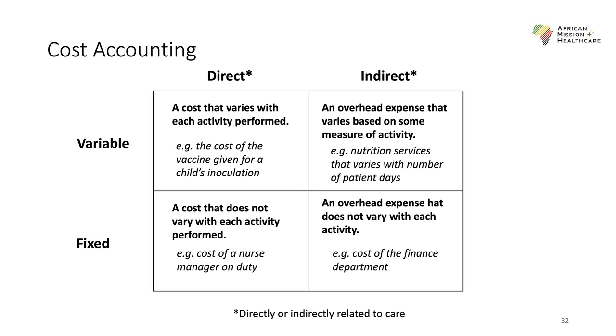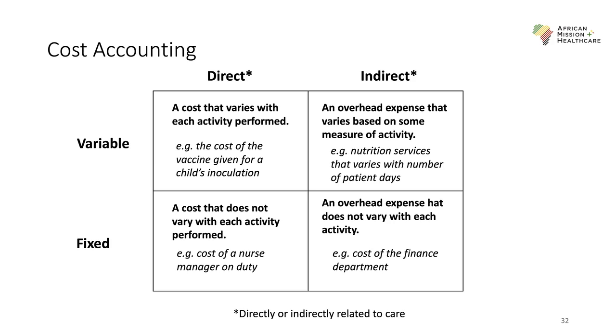And another example of that on this slide is nutrition services that vary with the number of patient days, but those tend to be variable, but they're indirect. They're not directly related, but while the patient is in the clinic, they might have access to some nutrition services, and that might be something as simple as pamphlets on the wall or something like that.